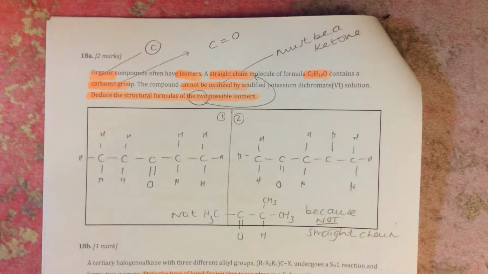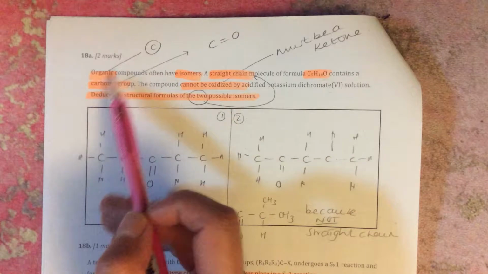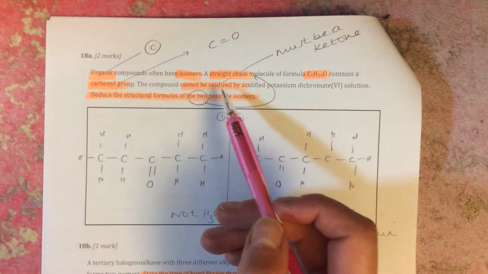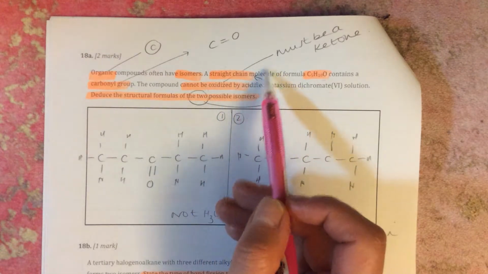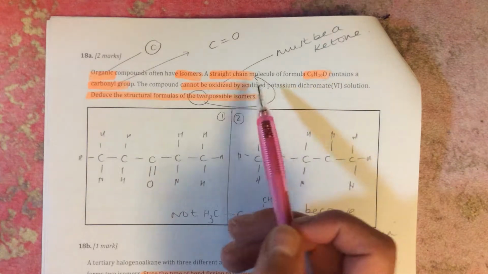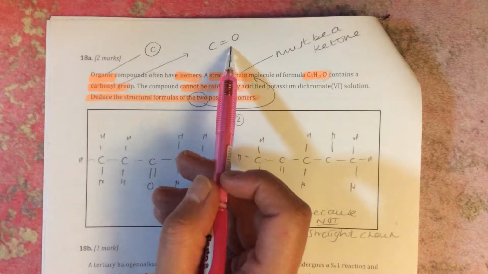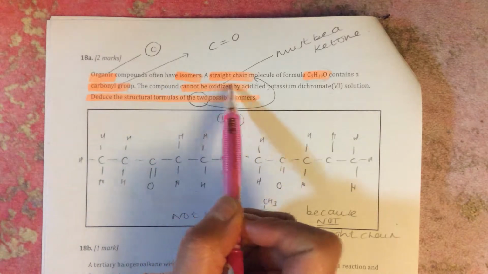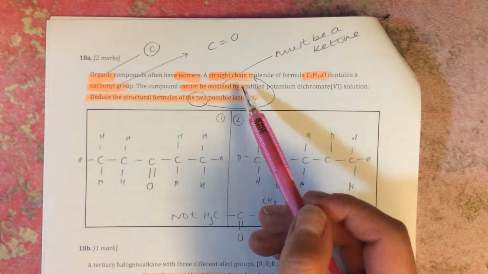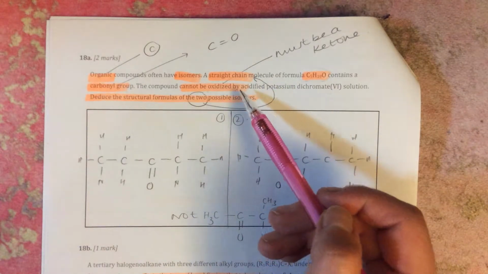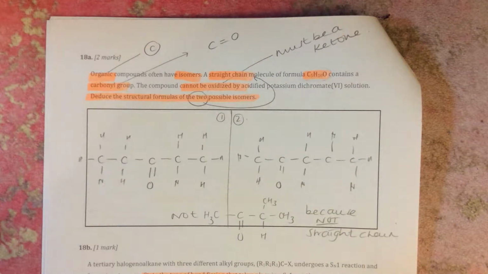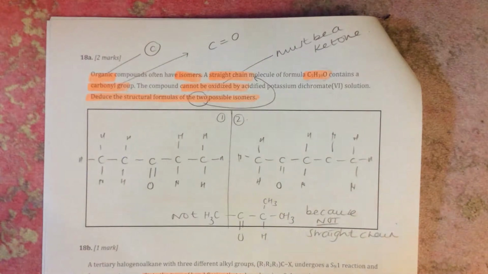Question 18 to finish off the paper. Organic compounds, or think organic, think carbon, have isomers. Same atoms, different arrangements. A straight chain molecule of this formula, so make sure your structure matches this formula, has a carbonyl group, must have a C double bond O. The compound cannot be oxidized by acidified dichromate. If it cannot be oxidized further, then we would anticipate that it is a ketone group, because if it's an aldehyde, that could be oxidized onto a carboxylic acid.